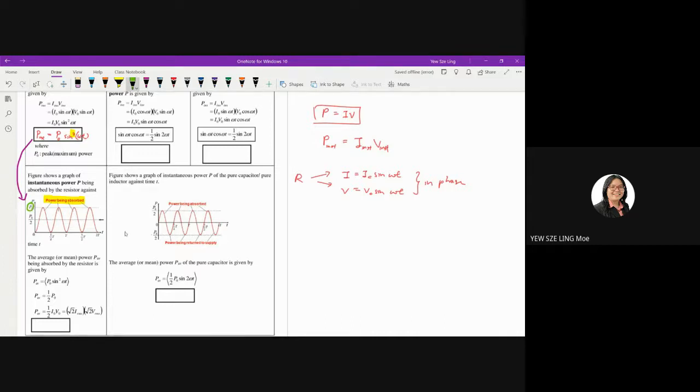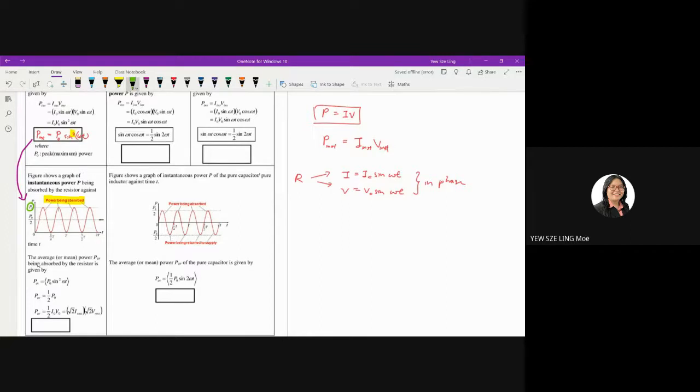Okay, the peak value, peak power, is the maximum value for this particular graph. So P against T, that is the graph. And what is the average power? Average power means it's the mean power. The middle line. You just draw a line at the center.